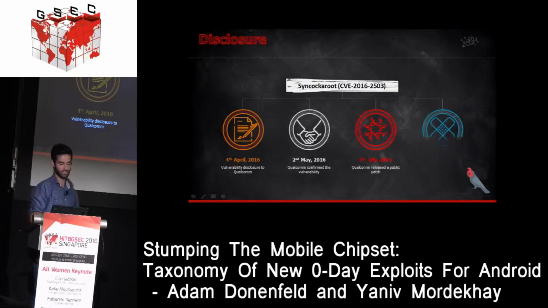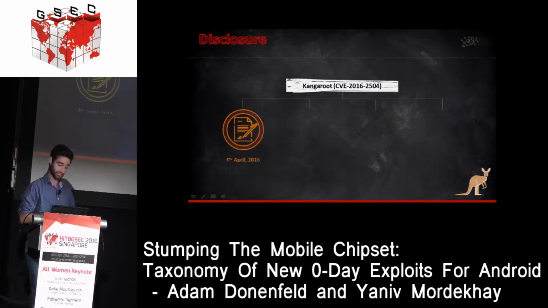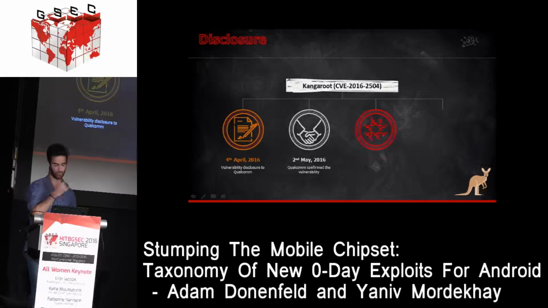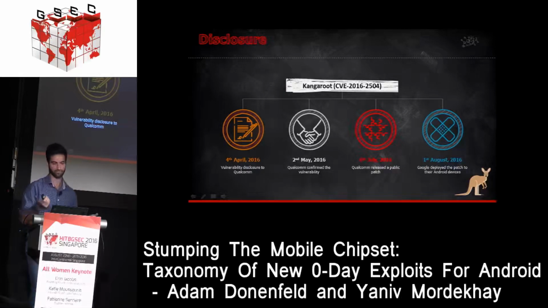So we disclosed Syncroot back in April, and it went pretty well. For each vulnerability, we gave them a 3-month embargo, and for Syncroot, it was pretty good. For Kangaroo, Qualcomm was also responsible. Actually, Qualcomm was very collaborative, and they were very good with the timings. But for some reason, Qualcomm released a public patch, but only a month later did Google deploy their patch. So for 1 month, the vulnerability was actually public and unpatched.